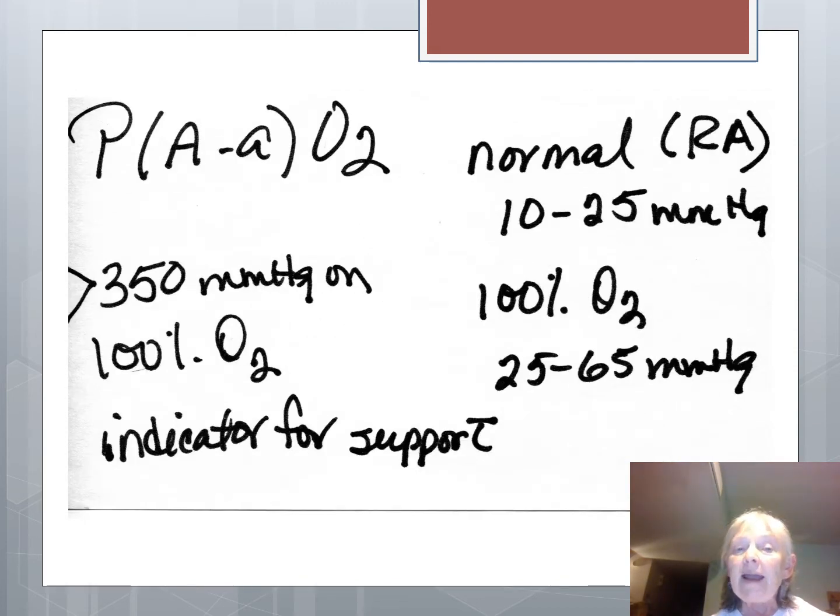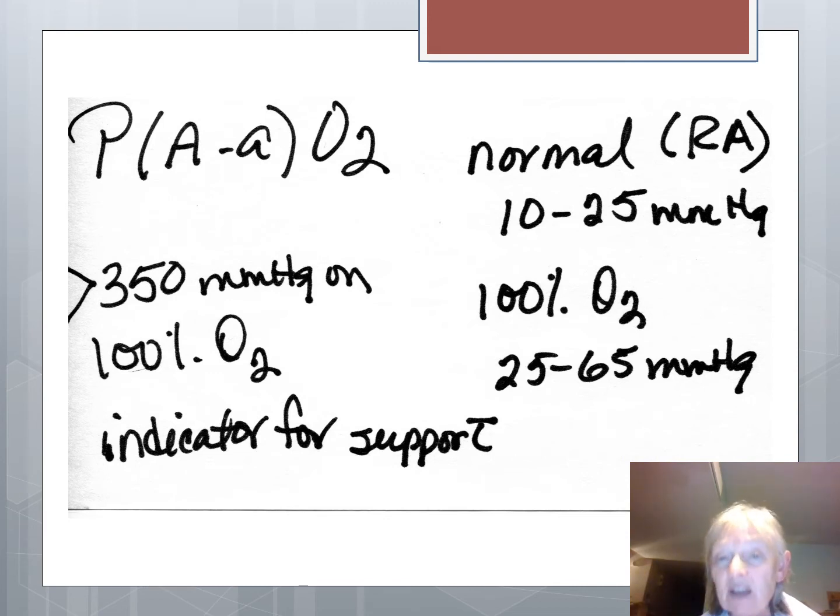Remember, with your A-a gradient, we have norms. These norms are based on age. The normal on room air is 10 to 25 millimeters of mercury. On 100% oxygen, the normal is 25 to 65 millimeters of mercury. And the question comes up: why do we really care? Why is this important to us?